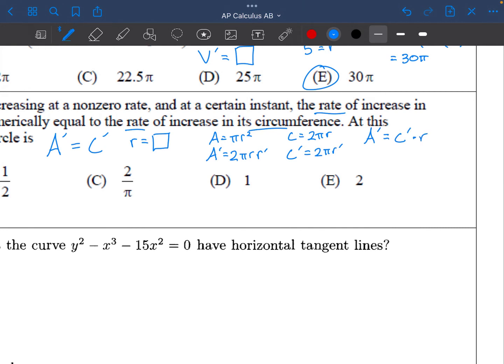And I can make that substitution. So coming all the way back over here, this a prime, I'm swapping out this a prime for a c prime times r. Let's go ahead and write that. So I have c prime times r is equal to c prime. Divide both sides by c prime, and I'm left with r is equal to 1. Correct answer, D.